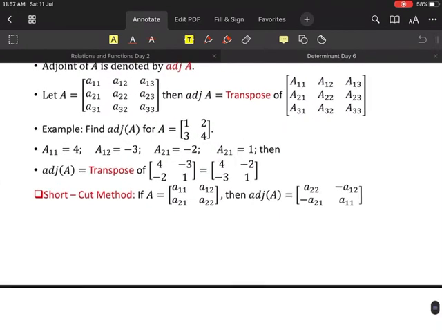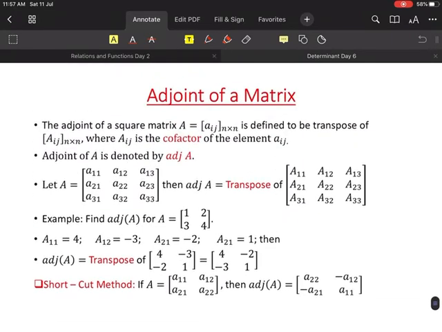Adjoint of a matrix. So what is adjoint? First thing it says: adjoint of a square matrix. Again you see it's a square matrix. The square matrix is the most important one. Everywhere you will see square matrix. So adjoint of a square matrix Aij, n cross n, means the order of the matrix is n, is defined to be transpose of Aij, n cross n.